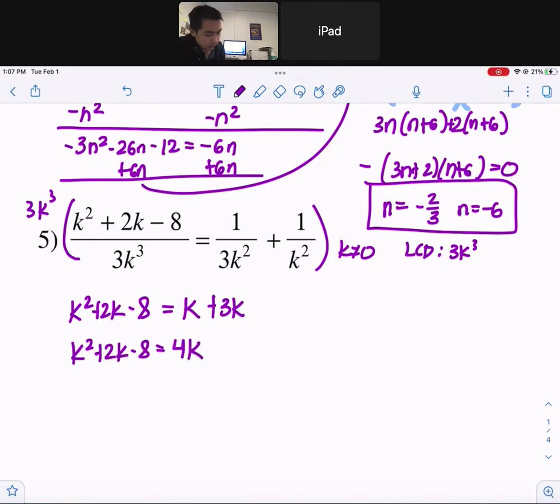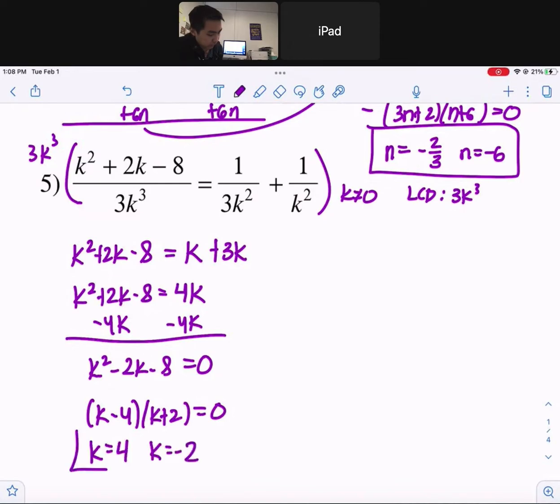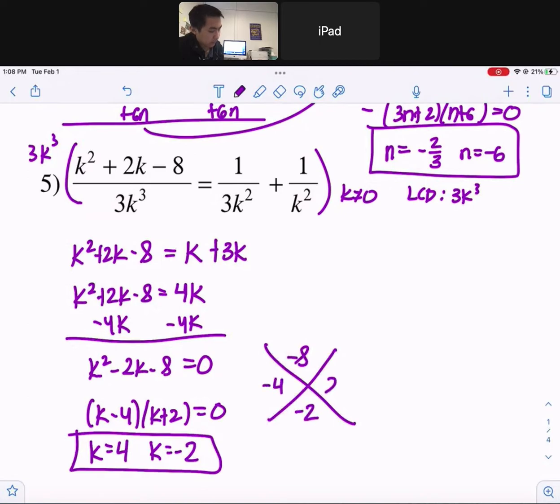And then we are going to subtract 4k from both sides to get k squared minus 2k minus 8 equals 0. Okay, I thought something was strange. So here, we factor: k minus 4 times k plus 2 equals 0. So k is going to equal 4, and k is going to equal negative 2. This is your x method, right? This is your x method.